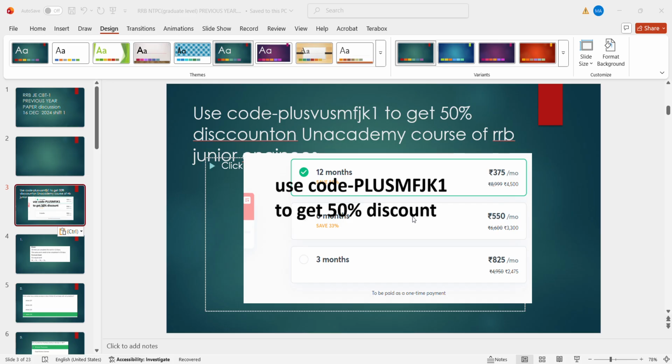Next, question number 14. Among the following, who secured a gold medal for India in Paralympics 2024? The answer is Avani Lekhara. Avani Lekhara secured the gold medal in women's 10-meter air rifle shooting.